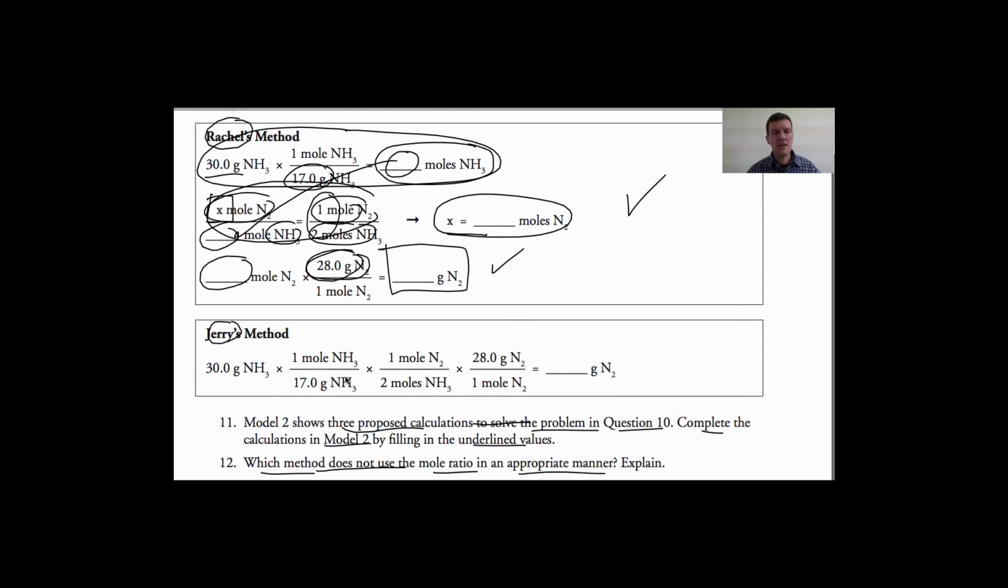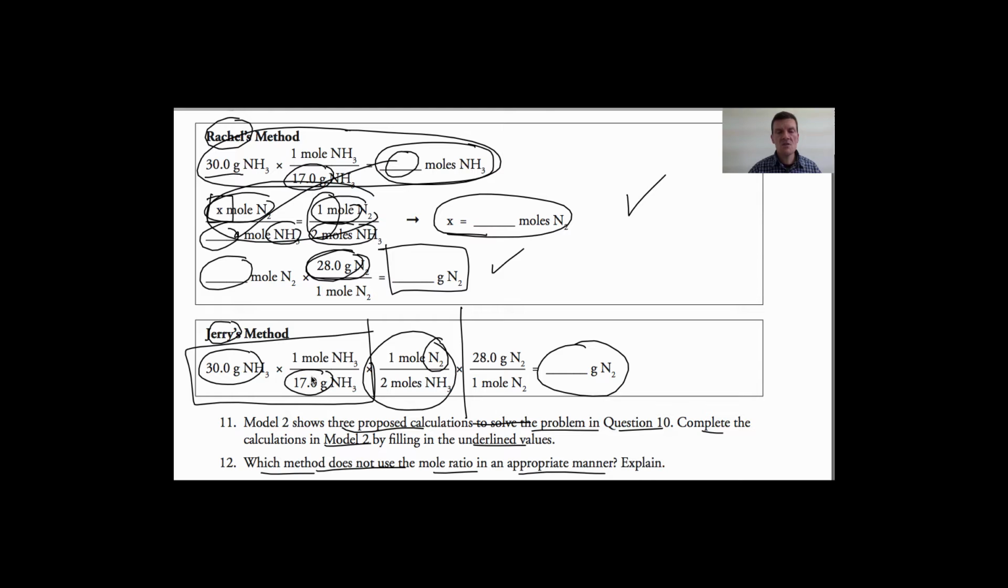Fantastic. Okay? Jerry sets it up exactly the same way. He just writes it all out in one step. So we have mass of ammonia dividing by the molar mass. If we stopped right here, that would give us the moles of ammonia. Then we multiply by the mole ratio. That is from the coefficients of the balanced equation. And then we multiply by the molar mass of ammonia to give us mass in grams of ammonia.